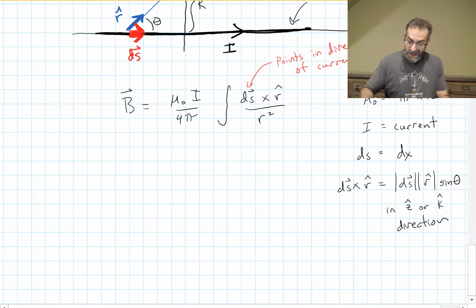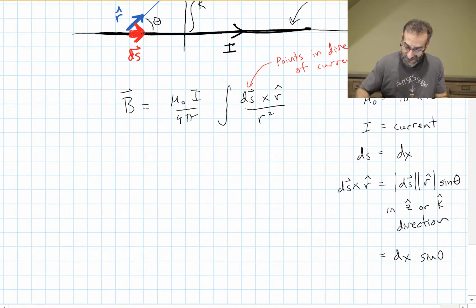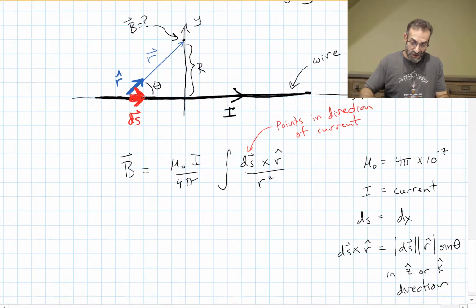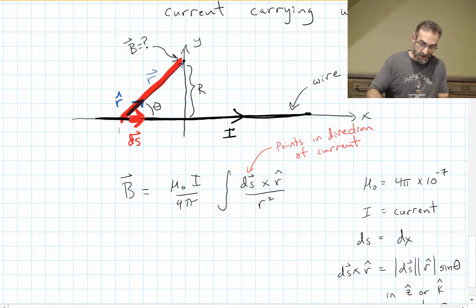Well, what is ds? I told you I was going to just use dx for that because it's along the x-axis. R hat is a unit vector, so it has a magnitude of 1, and the sine of theta we'll get to in just a second. Let's go back and look at our image. What is the sine of this angle? The sine of this angle is the opposite side, that's R, divided by the hypotenuse, which is lowercase r.